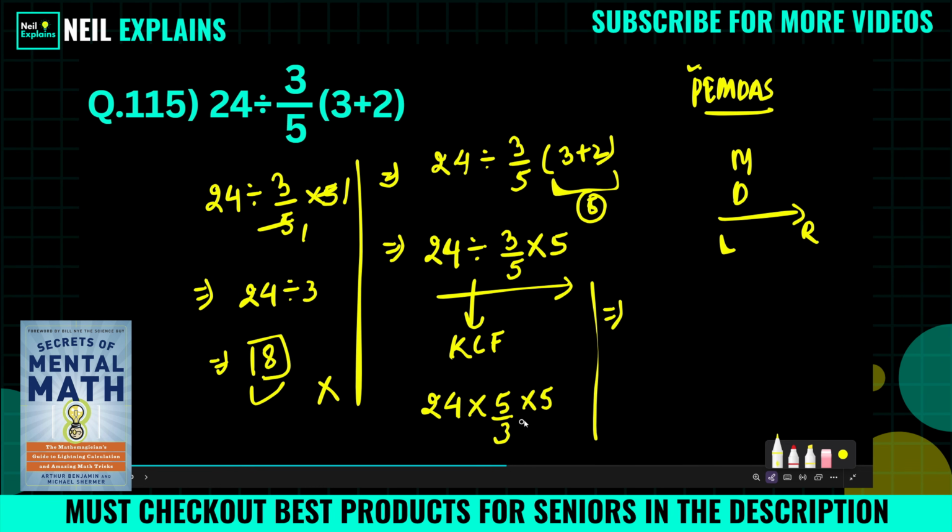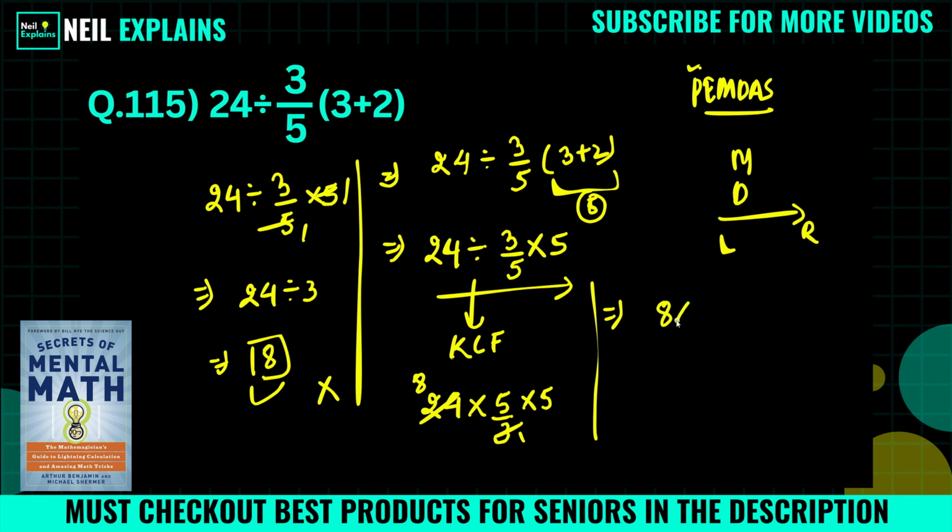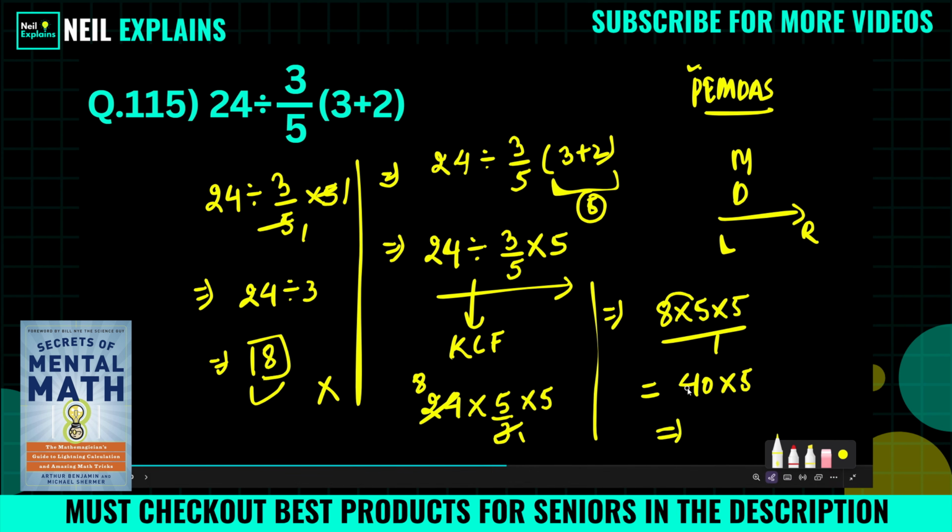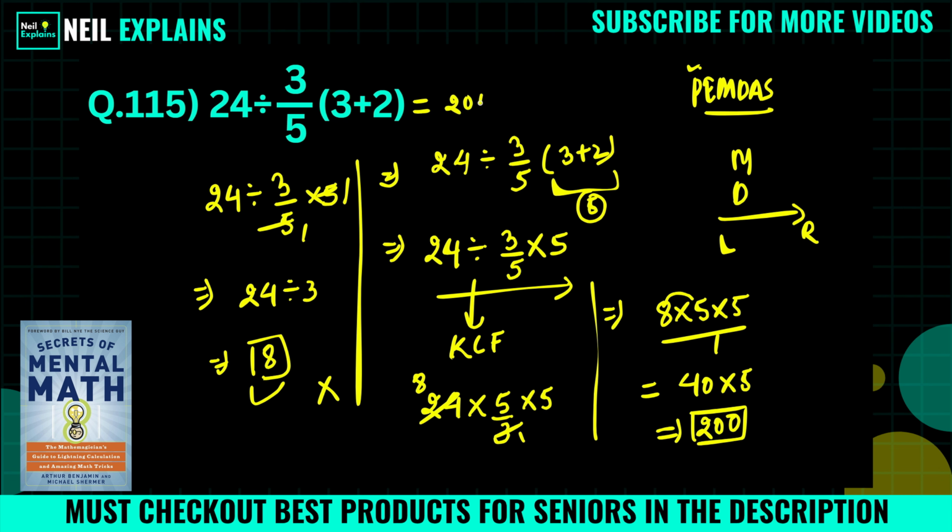Now we will solve 3 times 8, which equals 24. So we will write here 8 times 5 times 5 divided by 1, or we can say 8 times 5, that is equal to 40 times 5. This one can be removed, it is nothing. 40 times 5 is equal to 200. So here the right answer is 200.